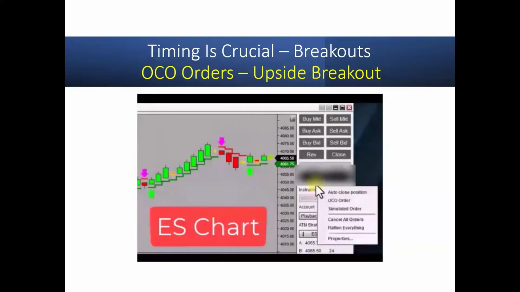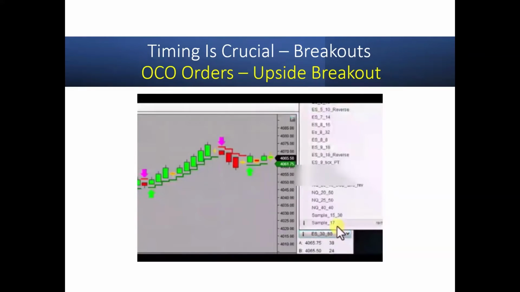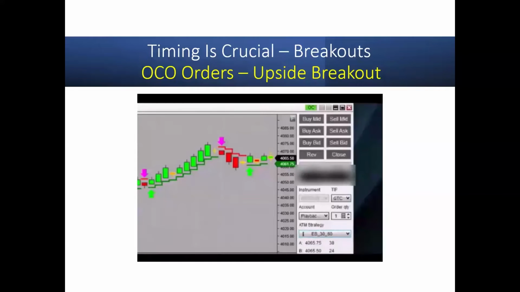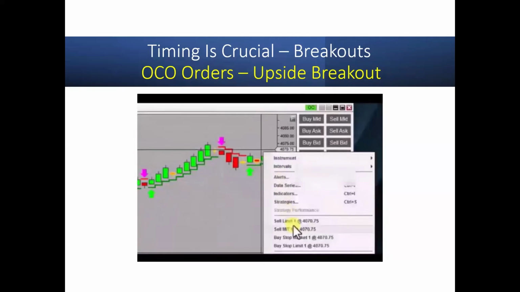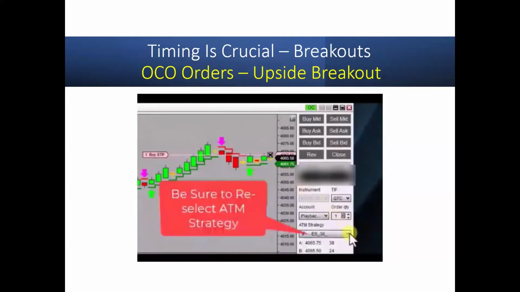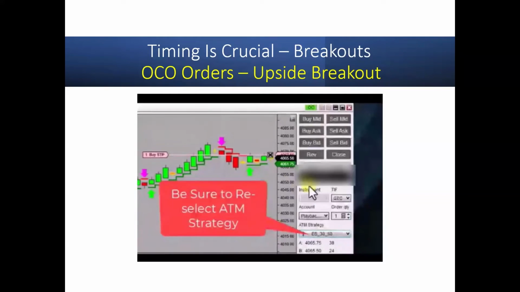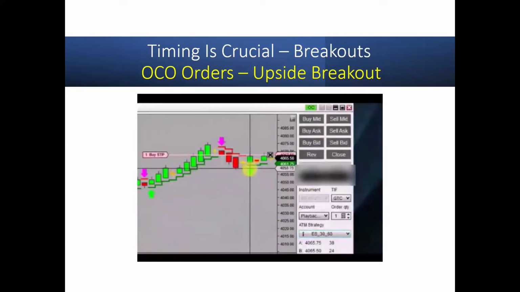All right, so here's an example where we're going to put a buy stop and a sell stop in. Now, when you do this, you do it from the chart trader panel in NinjaTrader. And we put in a buy stop order here. Adjust the buy stop where we want it, just above consolidation. Now, when you do this, you need to reselect an ATM strategy. And then put in your sell stop order.